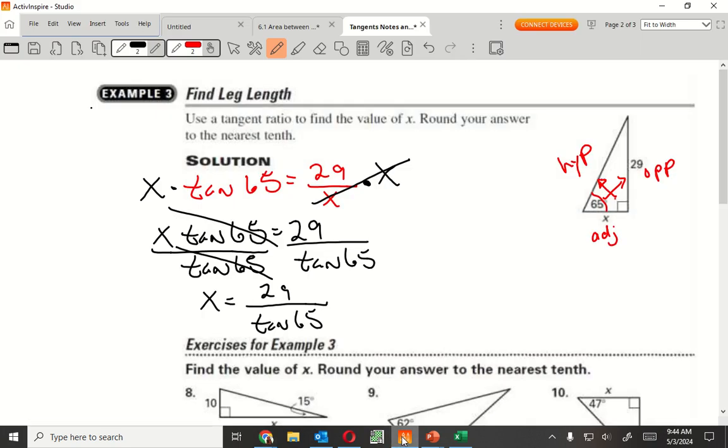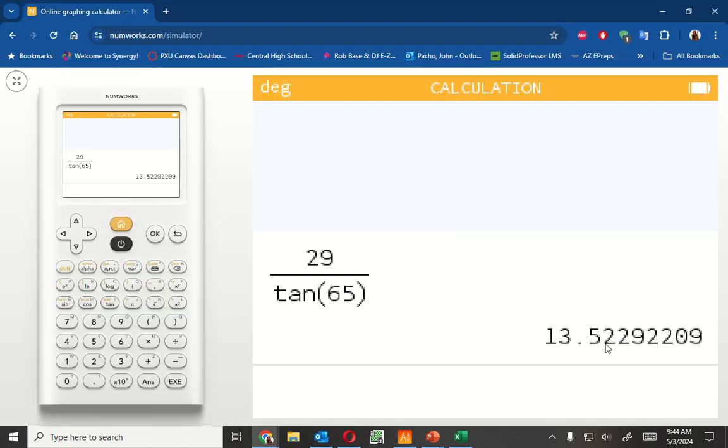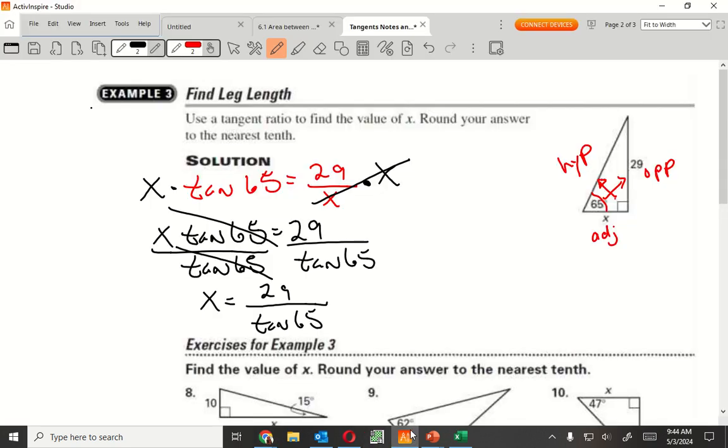And it said round to the nearest tenth. That's one decimal place. So 13.5. That's what it says. So it's rounding to a tenth. So if I'm rounding to a tenth, that means I need one decimal place. That's it. Nice, right?